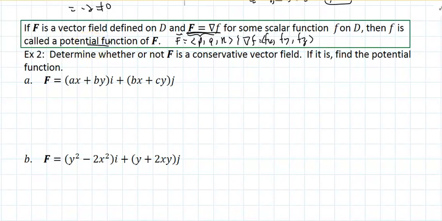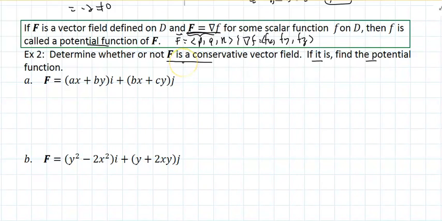They're going to mention a potential function. Either they tell you straight to find it, or they say find the potential function. First they say, determine whether or not the field is conservative. If it is conservative, find the potential function. Later on they say just find the potential function. You don't have to check if it is conservative or not.